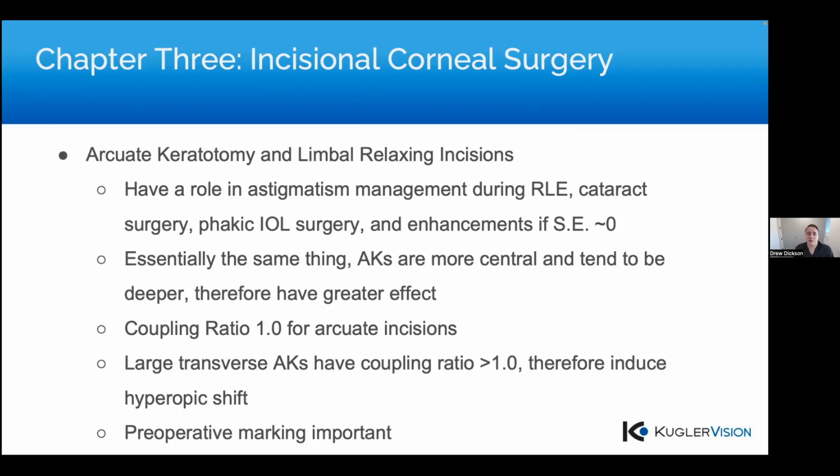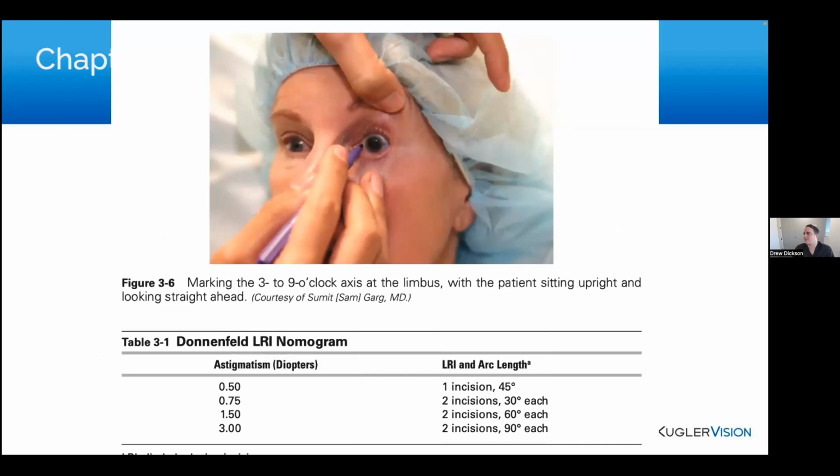Preoperative marking for these patients is important. So you can either mark the patients like this at 0 and 180. The reason we do that is when patients lay flat or lay supine for their surgery, they can have cyclotorsion up to 15 degrees. And so we have these patients sit up. We actually use an instrument that has a level on it to make sure we're hitting that 0 and 180 degree plane whenever we're marking someone, whether it's for a toric or for an LRI or AK.